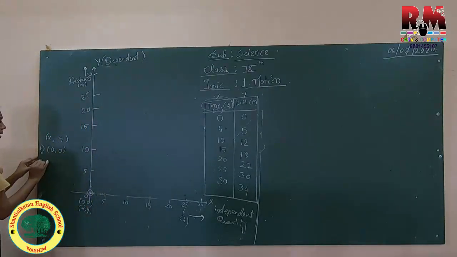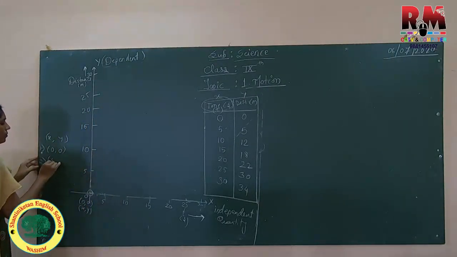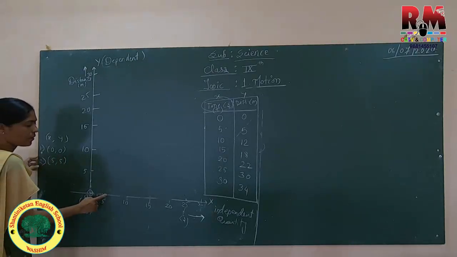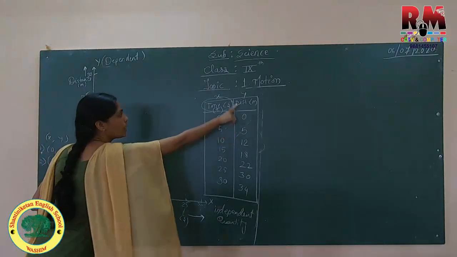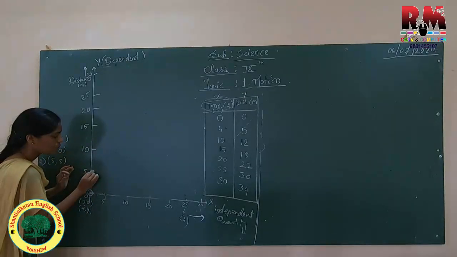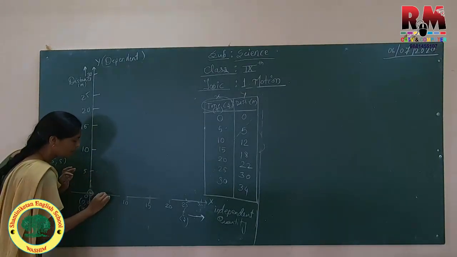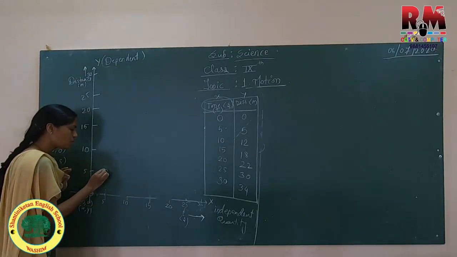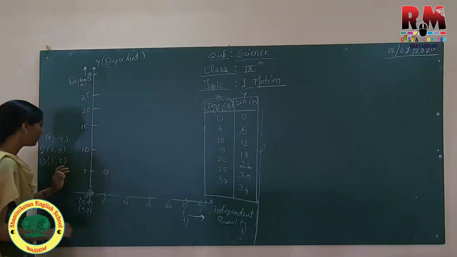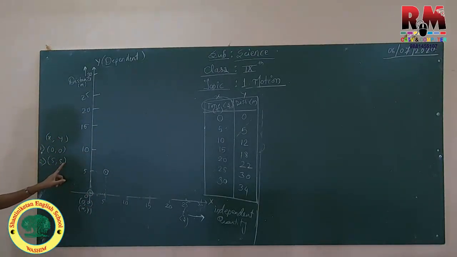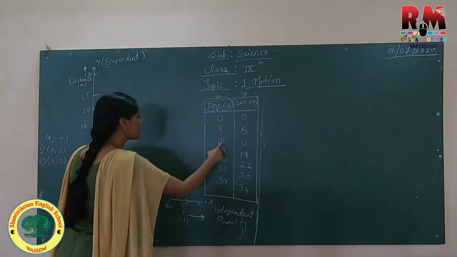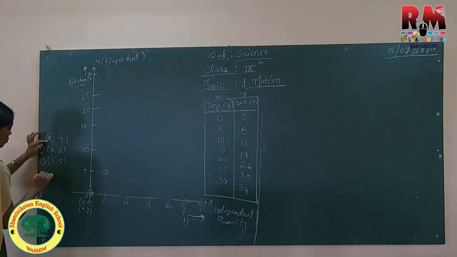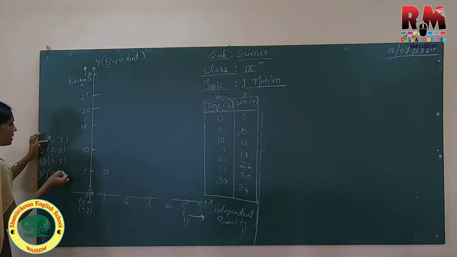Second is 5, 5. Means x axis 5 and y-axis also 5. So you have to draw at 5 second, where these two perpendicular lines meet. So this is your second point. What is it? 5, 5. Means at 5 second how much distance was covered? 5 meter. Next is 10. X-axis 10, so your third point is at 10 second.